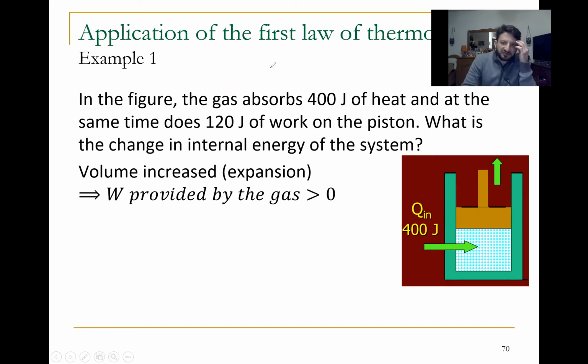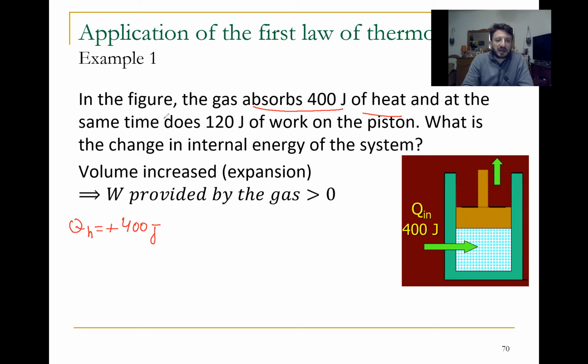Application of the first law of thermodynamics. Here we have a gas inside a piston. The gas absorbs 400 joule of heat. What I mean is Q hot. When the system gains a quantity of heat, it means Q is positive. When the system loses a quantity of heat, so Q is cold. So Q hot equals plus 400 joule.